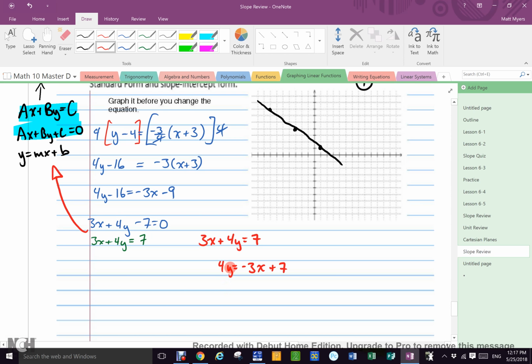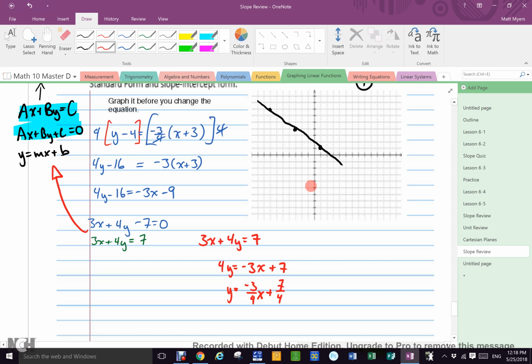We got to get y by itself. We need it to look like this. So what is it? y equals negative 3/4 x plus 7/4. I divide everything, right? Now, that bothers you, but it shouldn't because it's just 1 3/4, right?